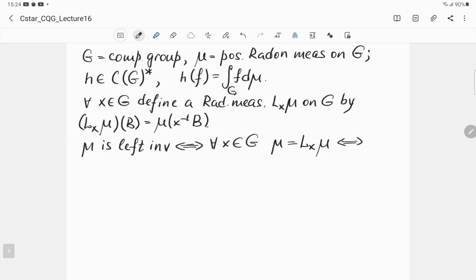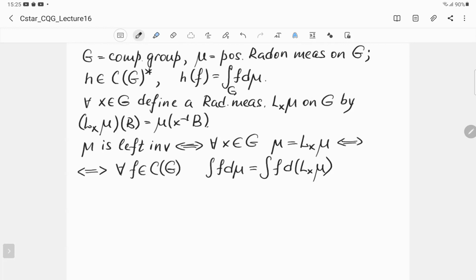Well, two measures are equal if and only if their respective integrals are equal. So this means that for each f in C(G), the integral of f with respect to mu is equal to the integral of f with respect to Lx mu. Now the left-hand side of this equality is just h of f, and we can write the right-hand side as follows.